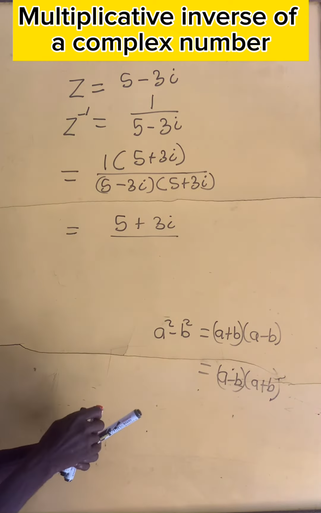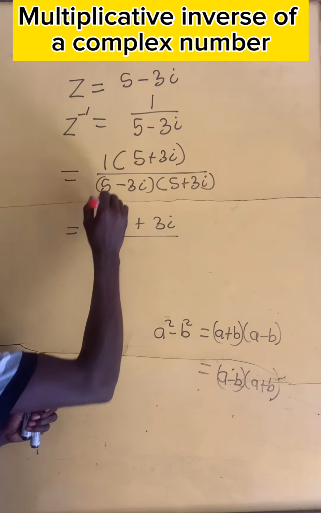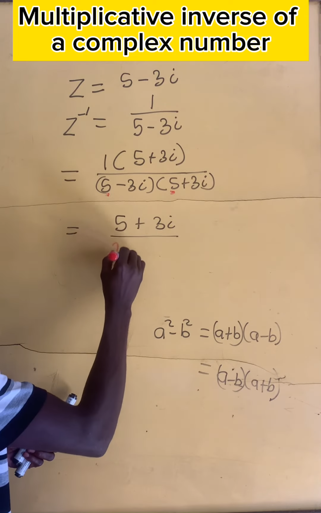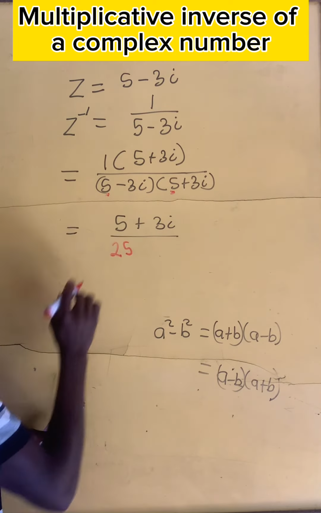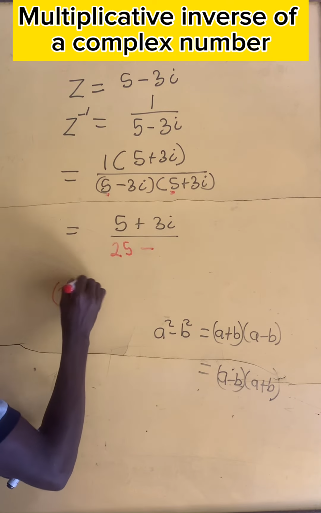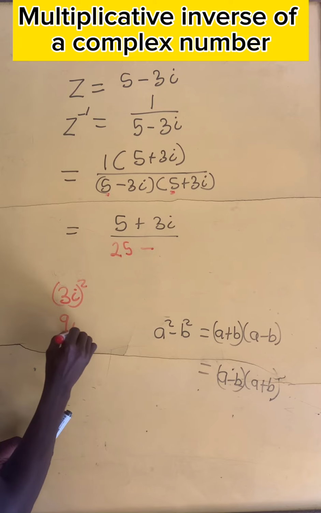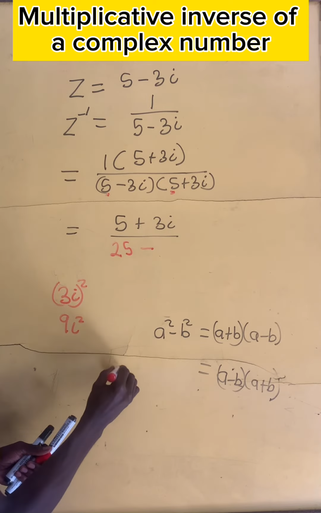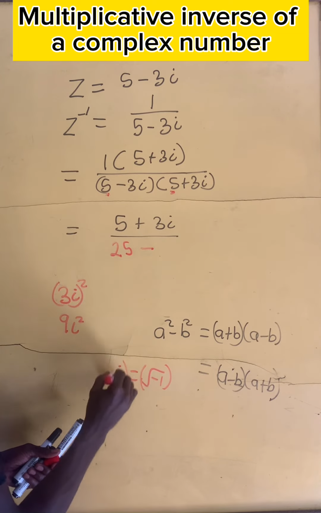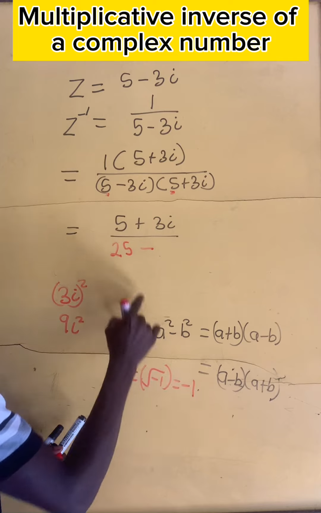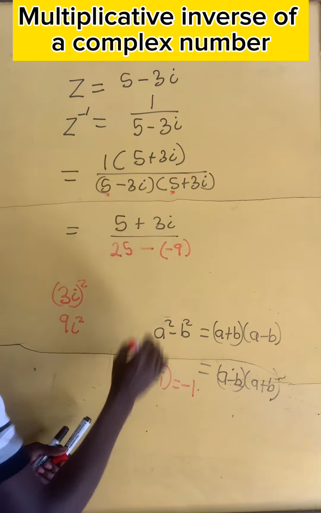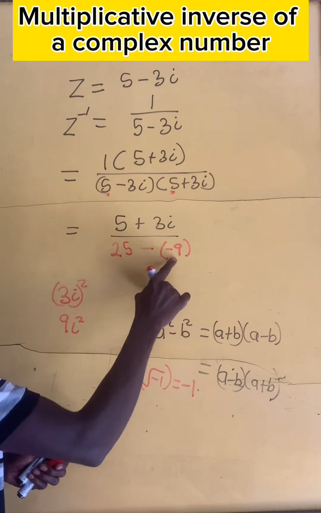So here we just take the 5 and square it. 5 squared is 25. Minus, then we take 3i and square. This gives us 9i squared. But i equals root of negative 1, so if I square this, I'm going to get negative 1. So here will be minus 9, because negative 1 times 9 gives negative 9.